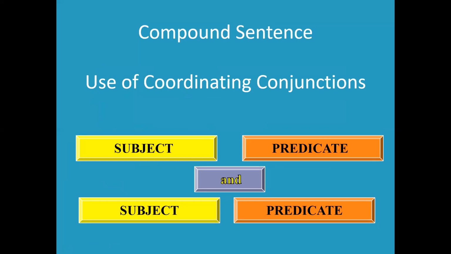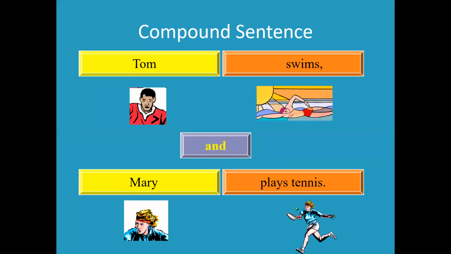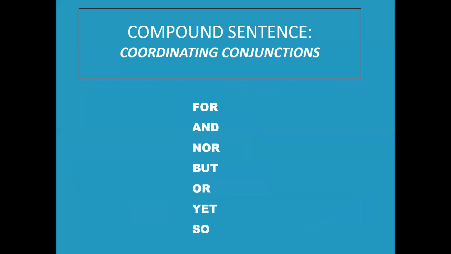So this is what we call the use of coordinating conjunctions. In the first clause we have subject and predicate, then and, and again subject and predicate. I am talking about the previous sentence. We have another example, a very simple example. Tom swims and Mary plays tennis. Again, both clauses are joined by and, that is a coordinating conjunction.